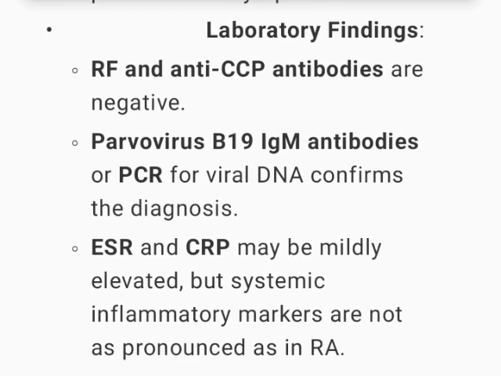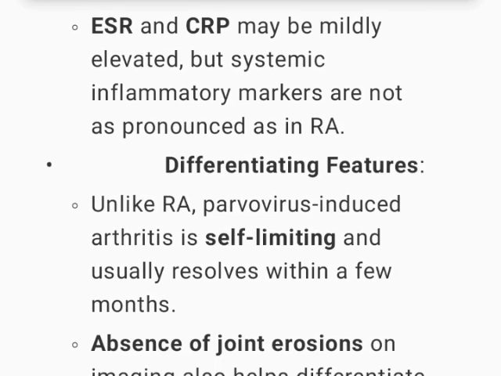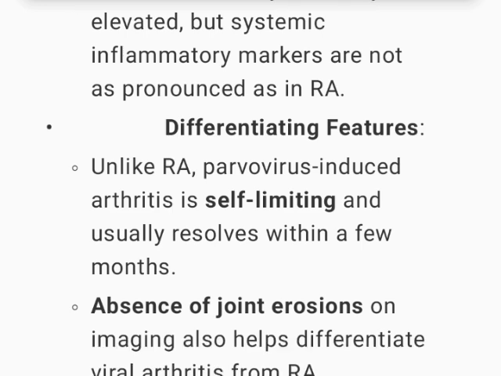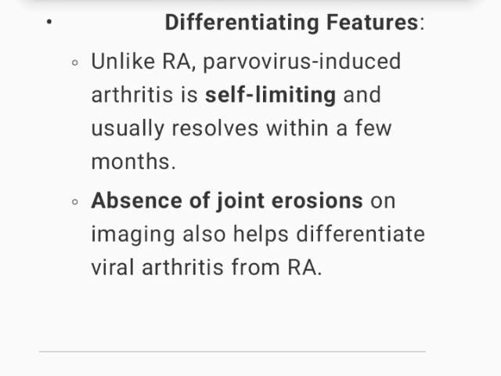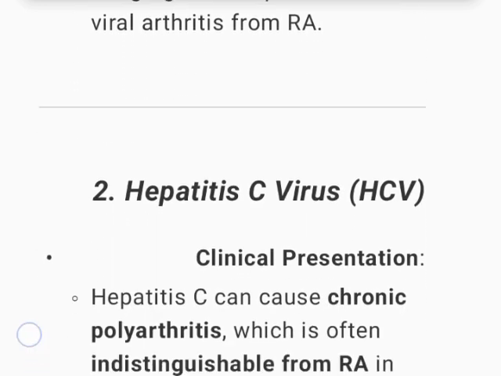Laboratory findings: RF and anti-CCP antibodies are negative. Parvovirus B19 IgM antibodies, or PCR for viral DNA, confirm the diagnosis. ESR and CRP may be mildly elevated, but systemic inflammatory markers are not as pronounced as in RA. Differentiating features: unlike RA, parvovirus-induced arthritis is self-limiting and usually resolves within a few months. Absence of joint erosions on imaging also helps differentiate viral arthritis from RA.